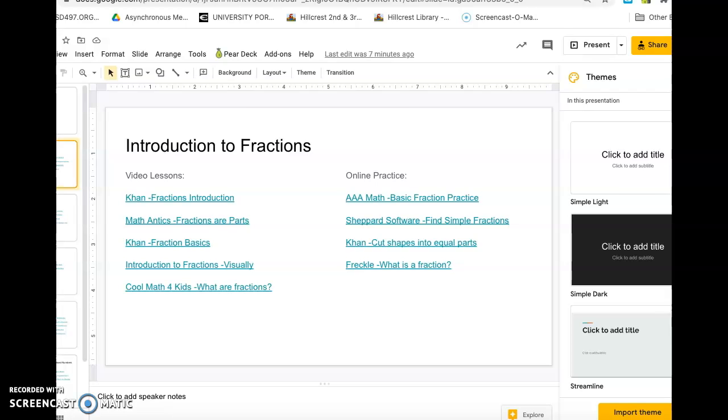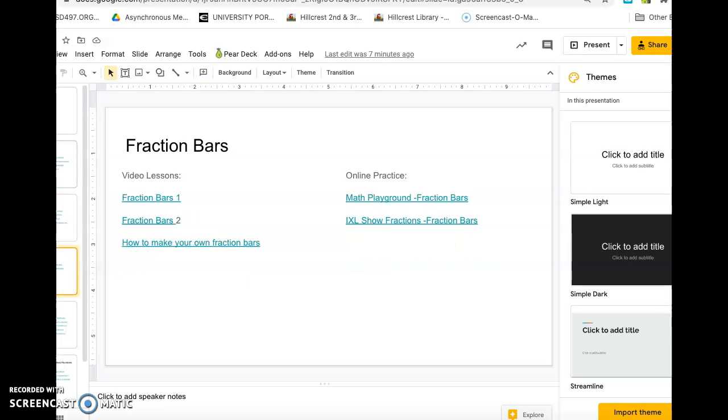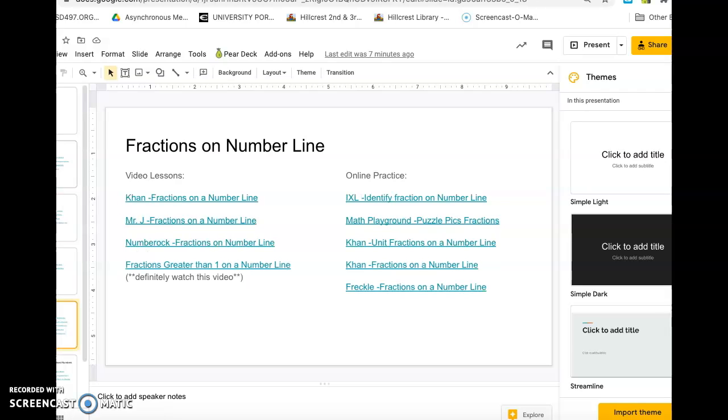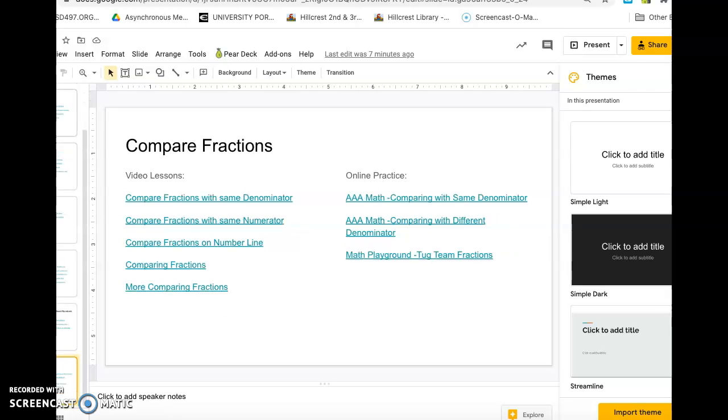So you have introduction to fractions, unit fractions, fraction bars, fractions on a number line, fractions greater than 1, which are also improper fractions, and mixed numbers. Sorry, fractions greater than 1 are often written as improper fractions, or they are written as mixed numbers. So that's why you see all those words up there. And then you are going to be comparing some fractions.